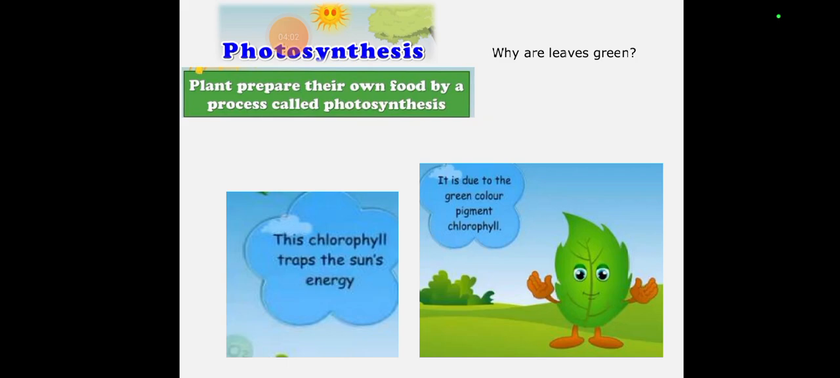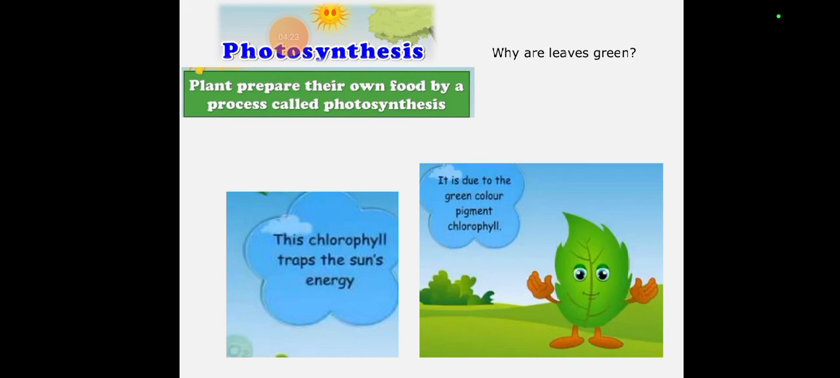There are 4 components of photosynthesis: sunlight, water, oxygen, and carbon dioxide. If any of them is missing, photosynthesis cannot happen, and plants can't prepare their own food. So why are leaves green? We all have a question: why are plants green? Why do we see green plants? What's the reason for that?